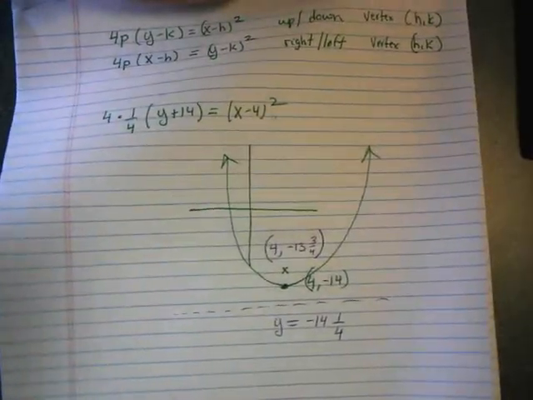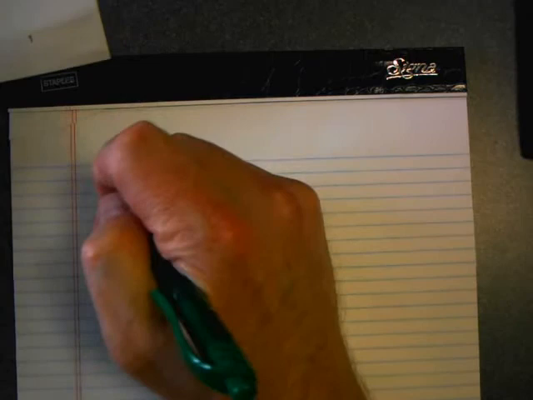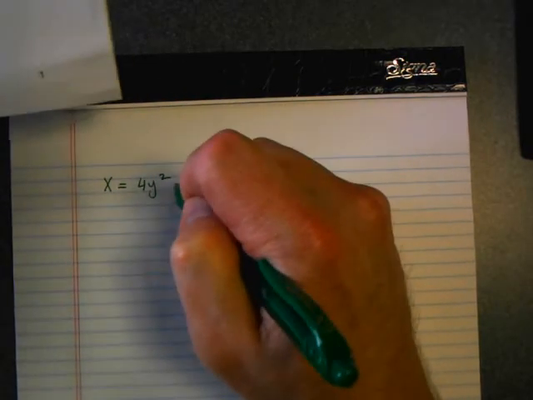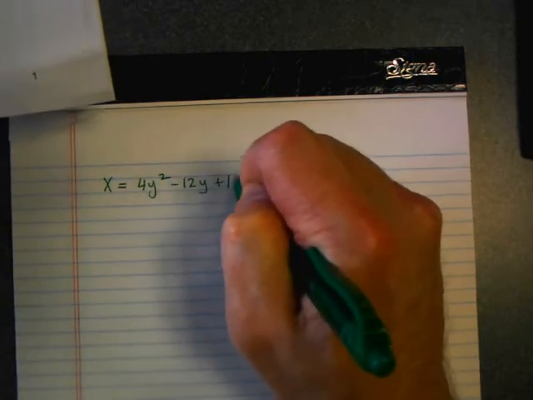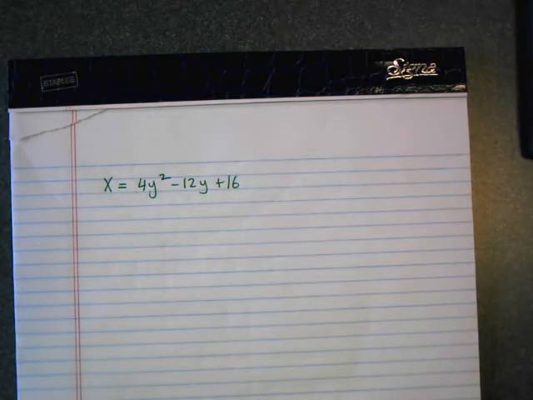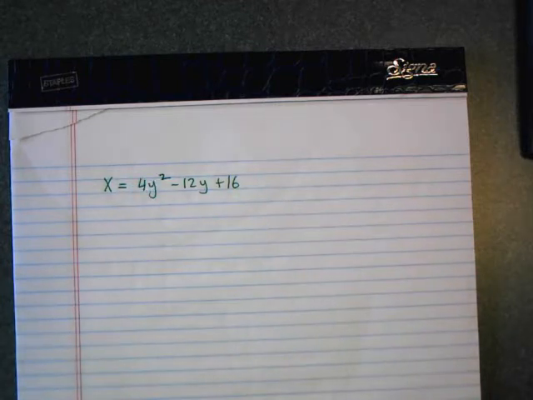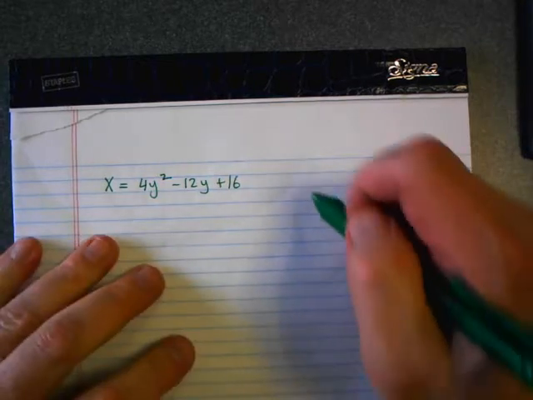All right, how about this last one, on the back side of it too? X equals 4y squared minus 12y plus 16. How do I find the vertex? You use x equals negative b over 2a when it's the x's squared. When it's the y's squared, it's y equals negative b over 2a. The same little formula works.